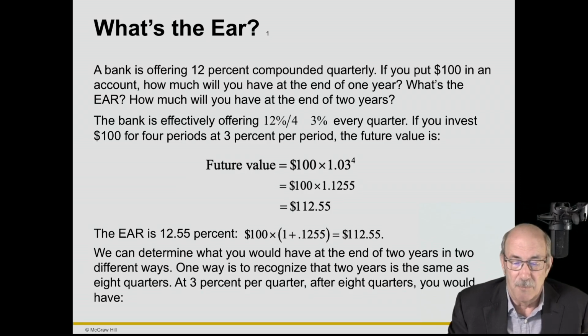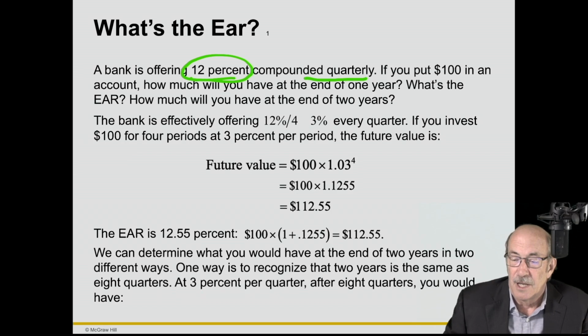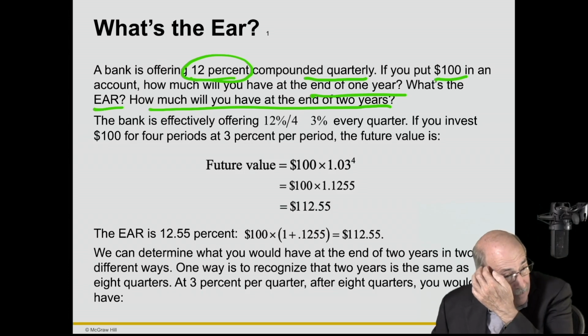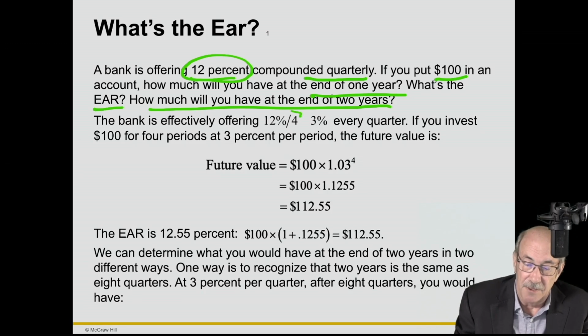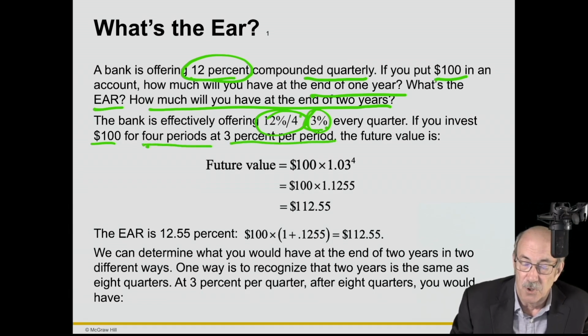All right. So another example, looking at EAR. So we've got a bank that is offering a 12% compounded quarterly APR. And if we put $100 into it, how much will we have at the end of 1 year? What's the EAR, and how much will we have at the end of 2 years? Well, these are fairly simple questions. First, we have to get the periodic rate. In this case, the quarterly rate is 12 divided by 4 is 3%. And then, so we're taking our $100, we're investing it for 4 quarters at 3% per quarter.